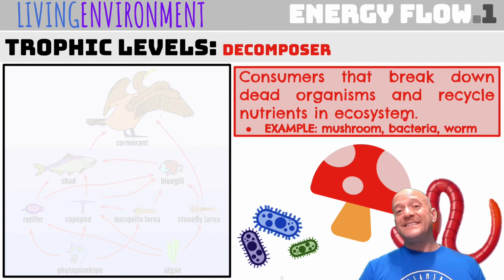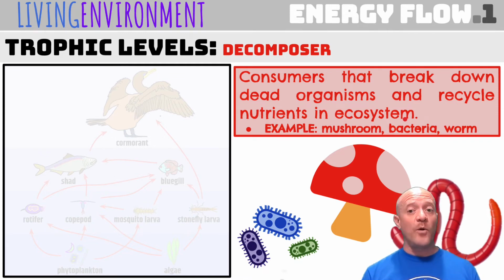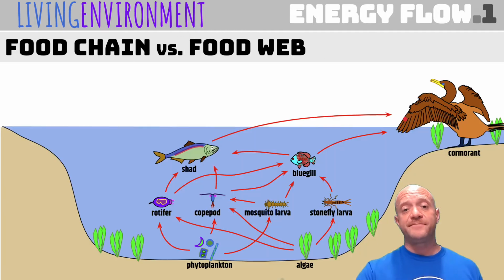One thing that ties every single ecosystem together are decomposers. And decomposers are important. They're not shown in a lot of these food chains and food webs, but they are consumers that are breaking down the dead organisms and they're recycling the nutrients in an ecosystem. Examples that I have chosen for you are mushrooms, bacteria, and worms. There are many other types of decomposers.